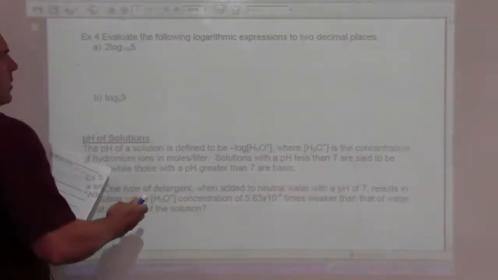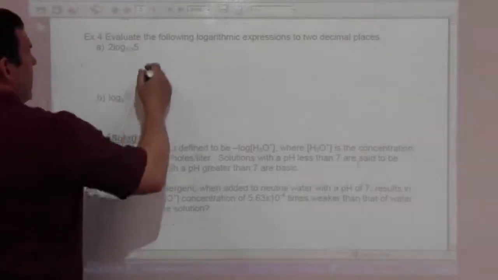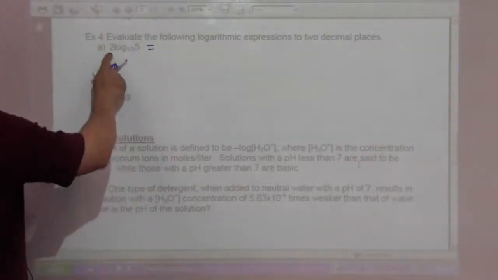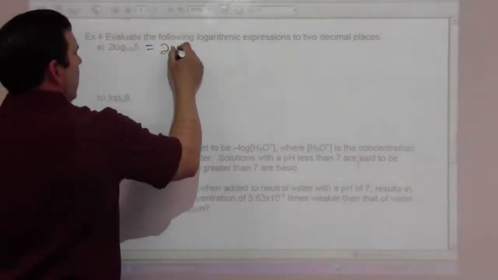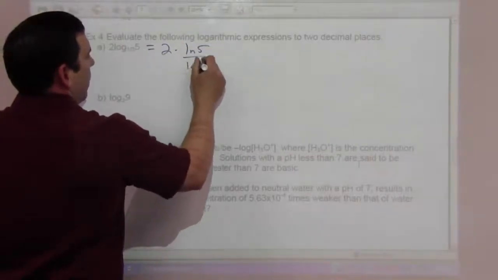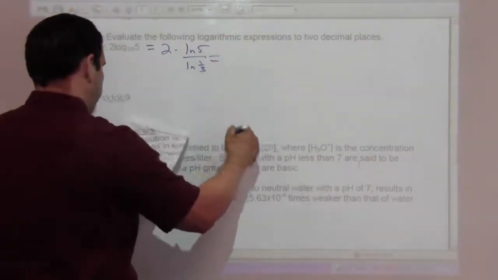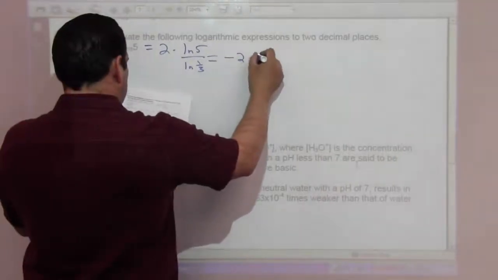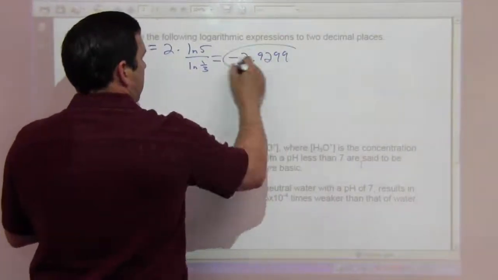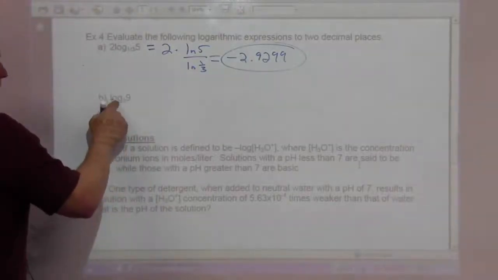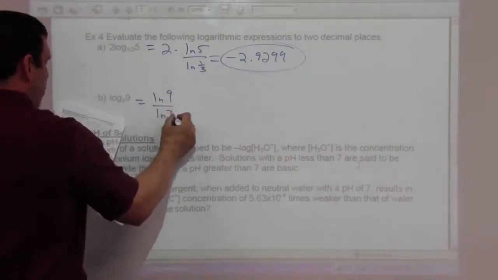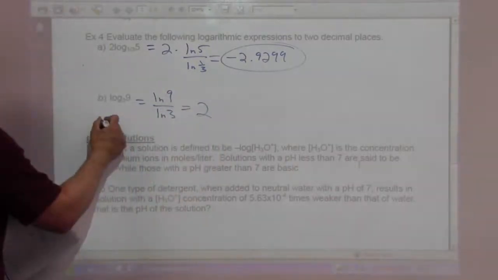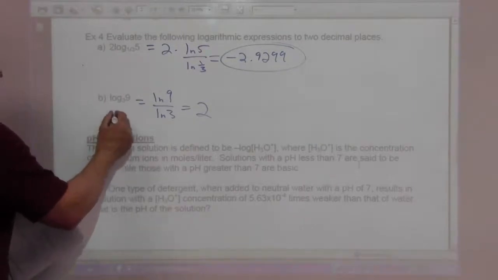Evaluate the following logarithmic expressions to 2 decimal places. So here we have 2 times log base 1/3 of 5. This would be like 2 times natural log of 5 over natural log of 1/3. These are in the calculator. That's going to be negative 2.9299. This is log base 3 of 9, so you can do natural log of 9 over natural log of 3, which is 2. And we know this to be true because if we said 3 to what power makes 9, it'd be 2.